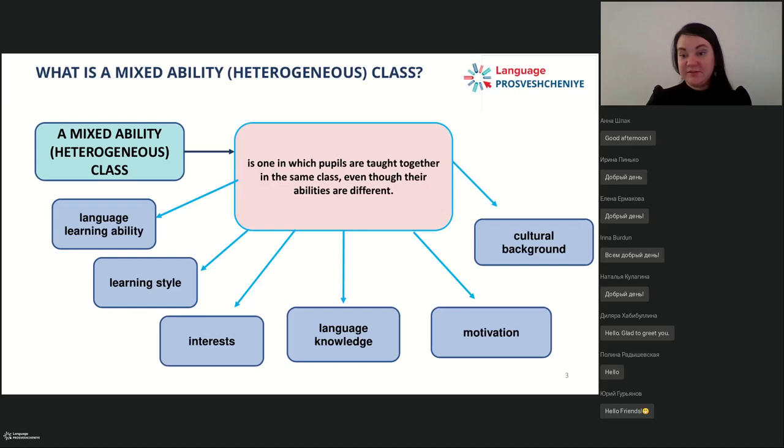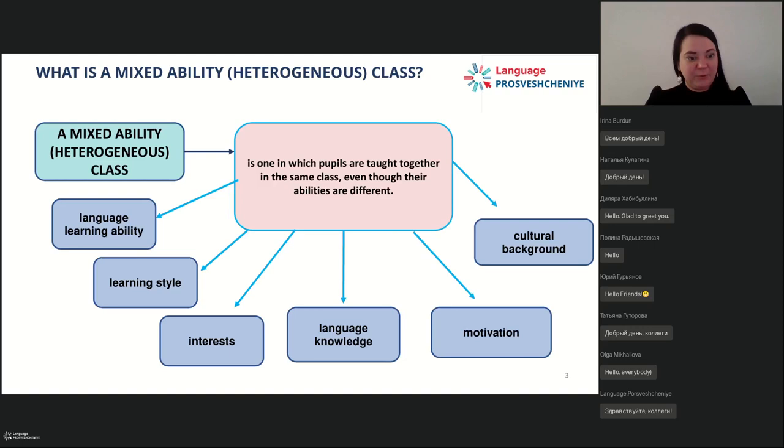If we look at a little bit wider definition, then a mixed ability or heterogeneous class is one in which pupils or students are taught together in the same class, even though their abilities are different. And what abilities, what differences do we have here? It can be, of course, language learning ability, then language knowledge or the current level of the student, cultural background, learning style, attitudes towards learning and the language itself. Then mother tongue can sometimes be a difference, intelligence, world knowledge, learning experience, knowledge of other languages, age, gender, personality, confidence, motivation, and interests. So the list of things our students can vary in is really, really long.